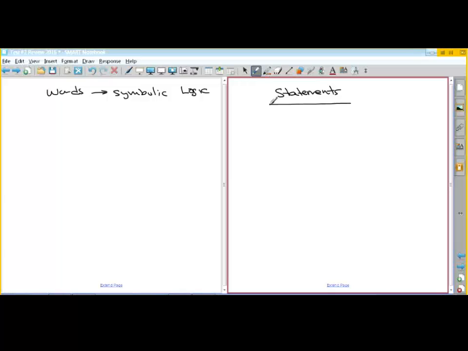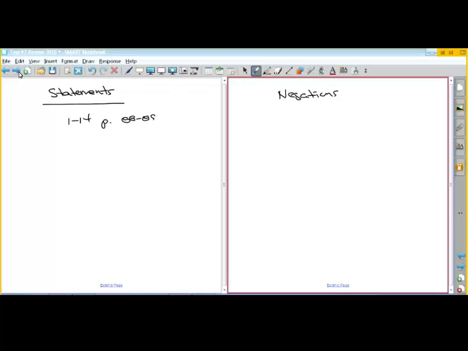there's going to be one problem which asks you to determine whether something is a statement or not. You go to the homework. If you look at problems, this is section 3.1. Problems 1 through 14, pages 88, 89. And negations, that's same section, 23 through 32.